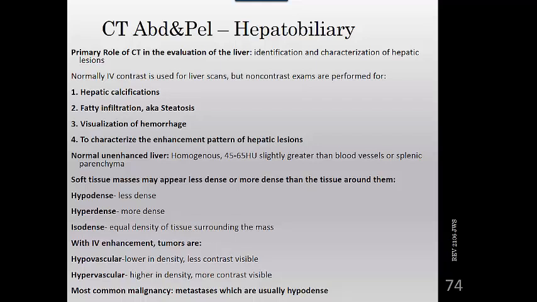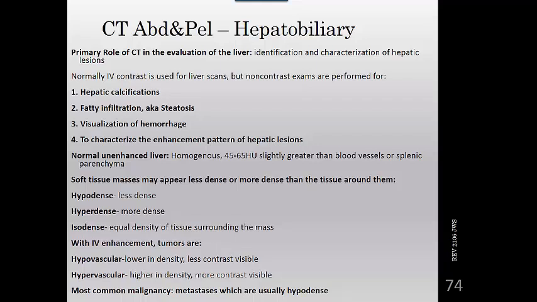So, looking at our slide here, slide 74, the primary role of CT in evaluation of the liver is identification and characterization of hepatic lesions. Normally, IV contrast is used for liver scans, but non-contrast exams are performed for hepatic calcifications, fatty infiltration, which is also called steatosis, visualization of hemorrhage, and to characterize the enhancement pattern of hepatic lesions. A normal unenhanced liver is homogeneous and has a Hounsfield unit of anywhere between 45 and 65. It is slightly greater than blood vessels or splenic parenchyma, which is close on the other side. Soft tissue masses may appear less dense or more dense than the tissue around them.